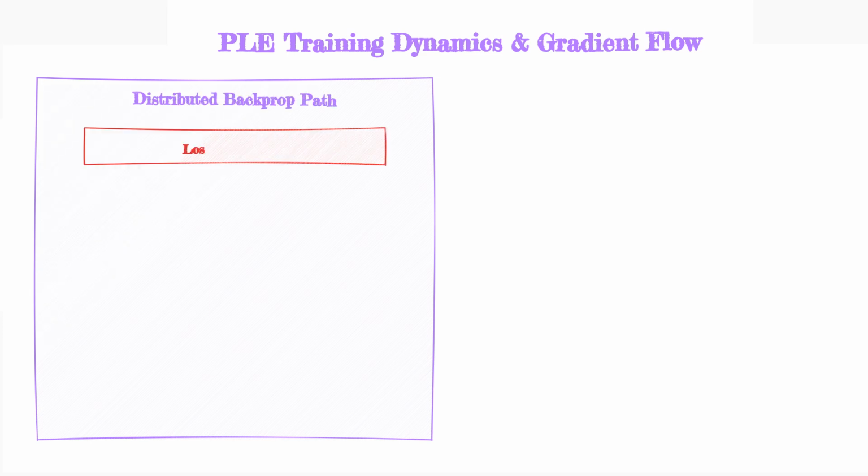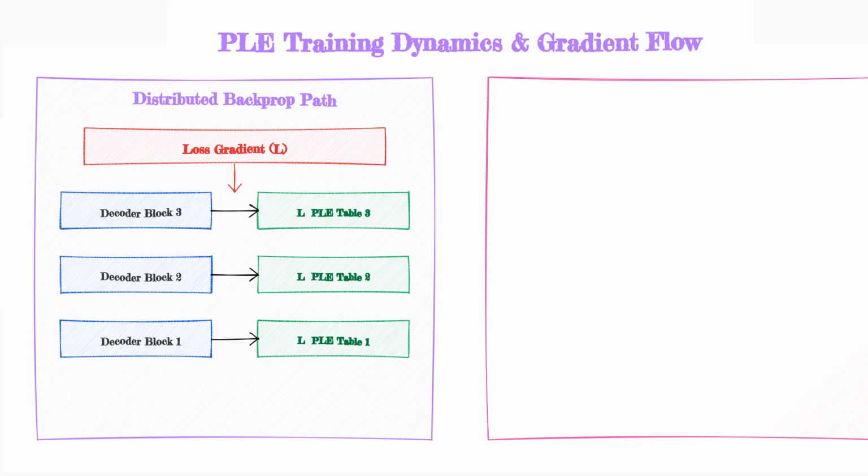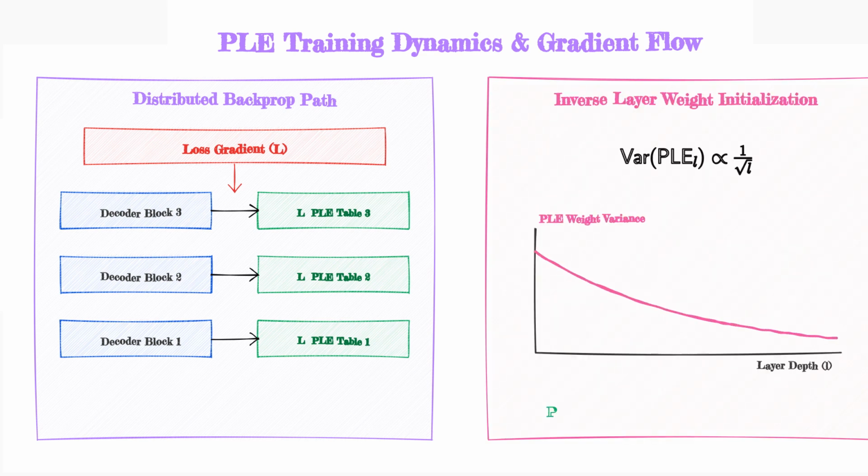Training a model with per-layer embeddings presents unique optimization challenges. In standard models, gradients for the embedding table only flow from the first layer, making it straightforward to optimize. In a PLE model, because lookups are distributed across all layers, gradients flow back to different embedding tables from every single decoder block. This requires specialized learning rate scheduling and gradient clipping to prevent embedding table divergence.